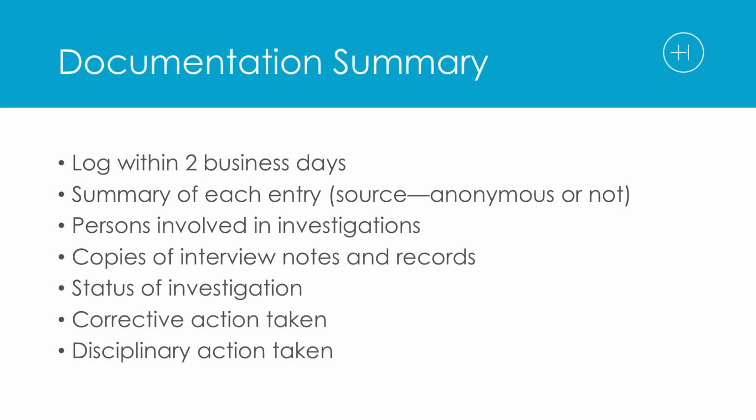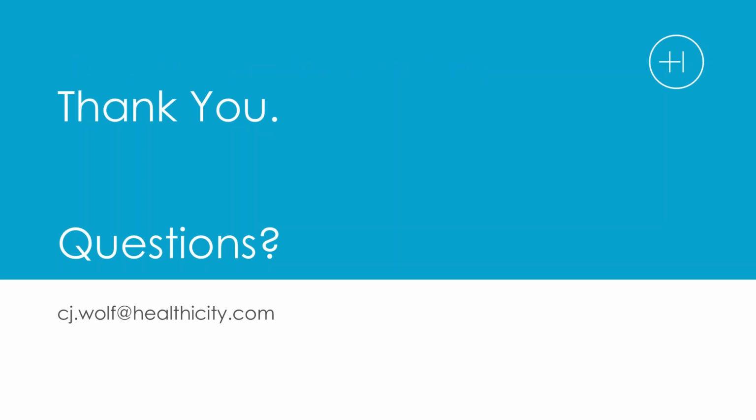So in summary, I tried to summarize what those previous 4 slides were saying. Some key points. Log it quickly. They arbitrarily chose 2 business days. That's probably a pretty good measure. A summary of each entry and the source, persons involved, copies of notes and records, status of investigation, corrective action taken, and disciplinary action taken. So those are the 4 major steps, okay? Discovery, investigation, corrective action, and the documentation.